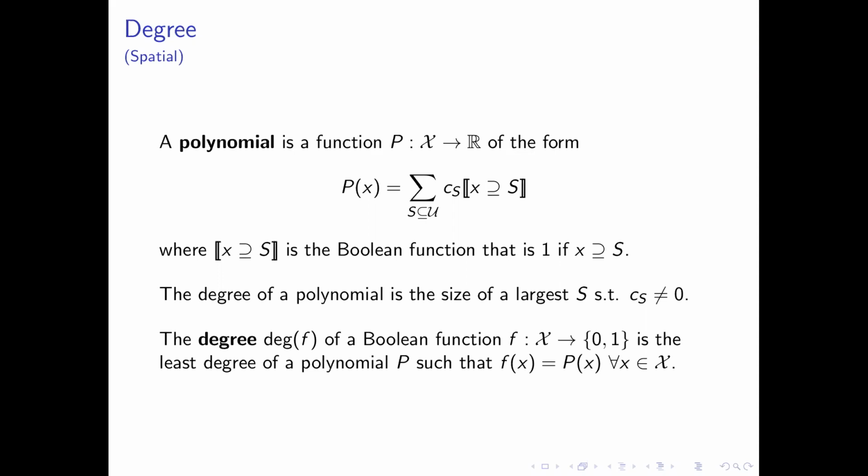So the degree of a Boolean function f is the least degree of a polynomial p such that f(x) equals p(x) for all x in our domain. There's something to notice here: I can have multiple polynomials that define a particular function f, so it's not unique. Degree is just the degree of the polynomial of least degree such that I can represent my function f. Okay, so this is the spatial degree.